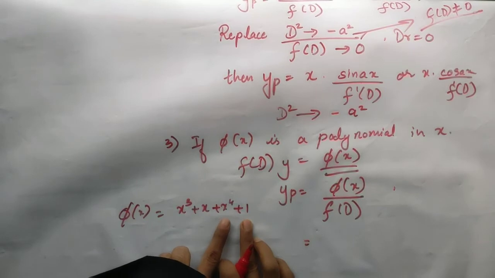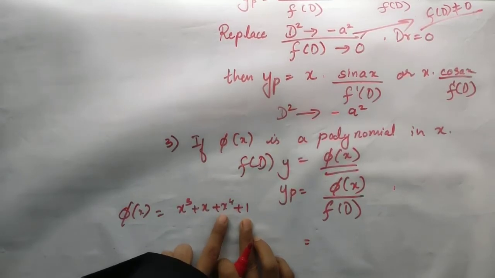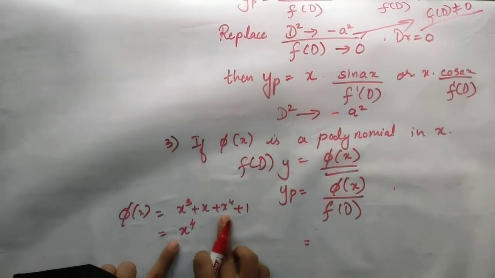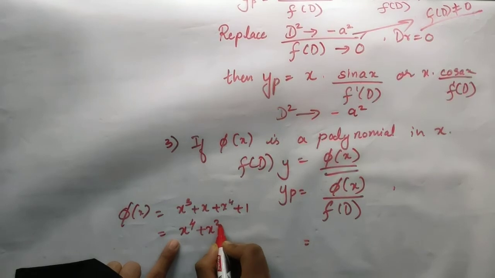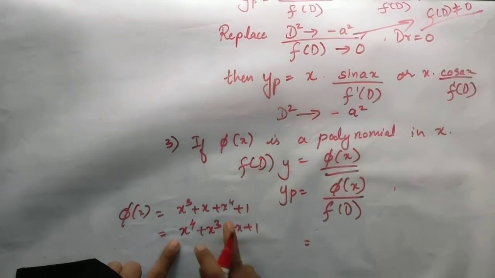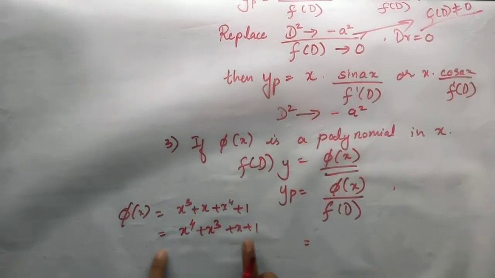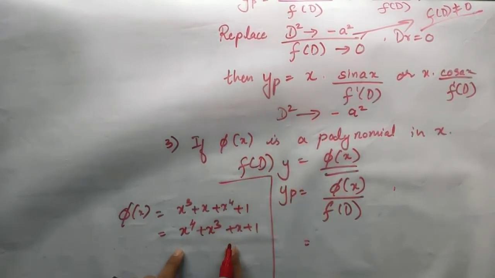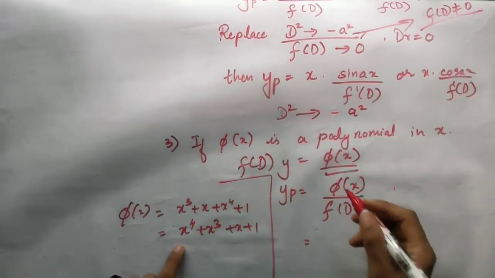I will write phi of x in the standard form. What do I mean by this? I rewrite phi of x in the descending powers of x. How will you write it? It will be first x to the power 4, then x to the power 3, then x square is not there, then 1. This is called the representation of phi of x in the descending powers of x. That same thing we are going to do here.